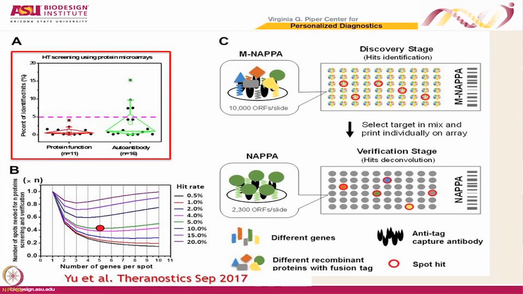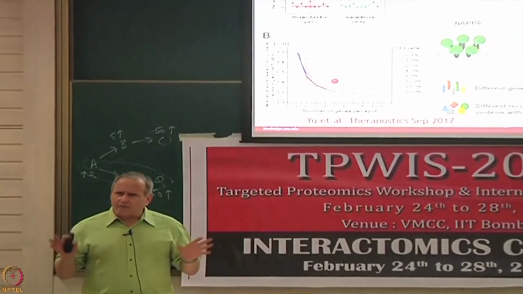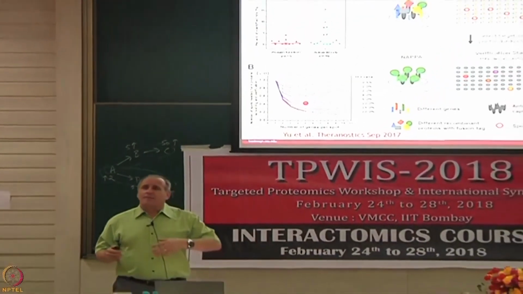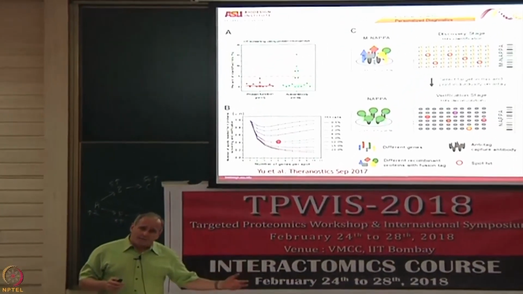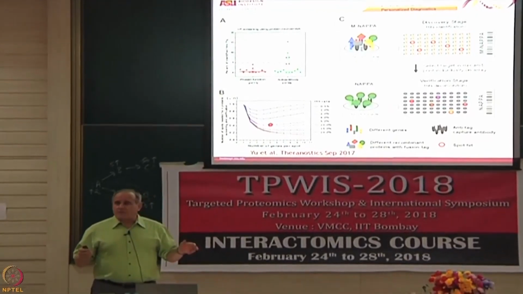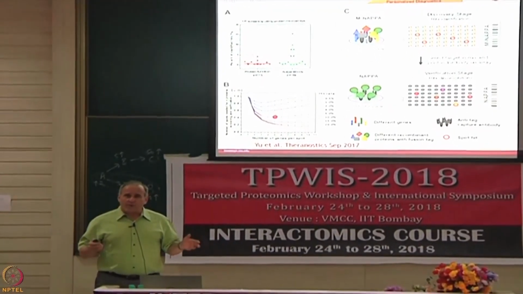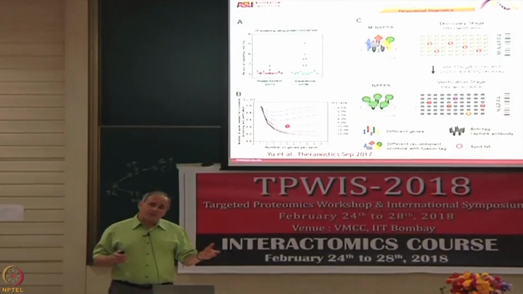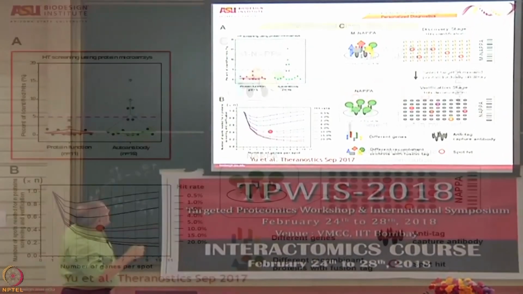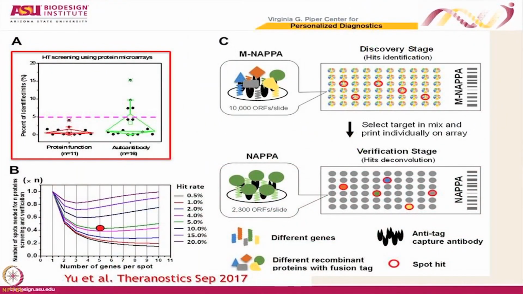We looked at the frequency of hit rates for different types of studies that were published in the literature. So the first question we asked was, on average, if you're doing a protein interaction study, or an autoantibody study, of all the targets that people study when they do their experiments, what fraction of proteins light up? And so that's what this is. This is the percent of identified hits.